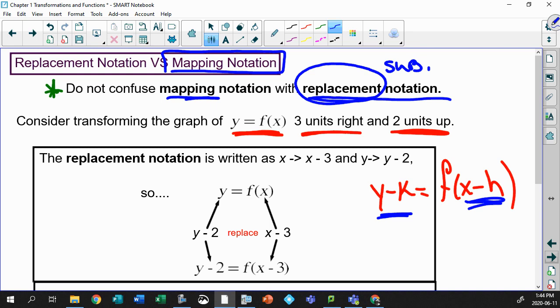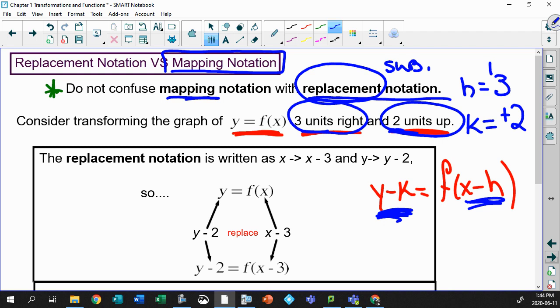So x is the horizontal movement. So I'm going right 3. So in fact, this is h equals 3. This 2 is a vertical movement. I'm going up 2, so that refers to our k value here. So since I'm going up, k is in fact plus 2. So plus 3 and plus 2. Look what happens when I substitute those in. Let's put the h value plus 3 in. Right here, this becomes f of x minus 3.